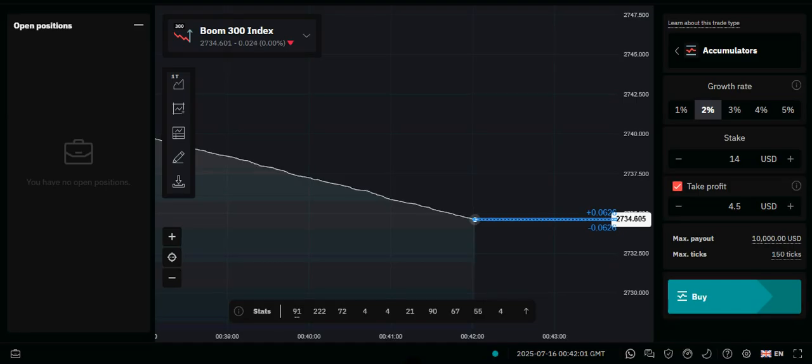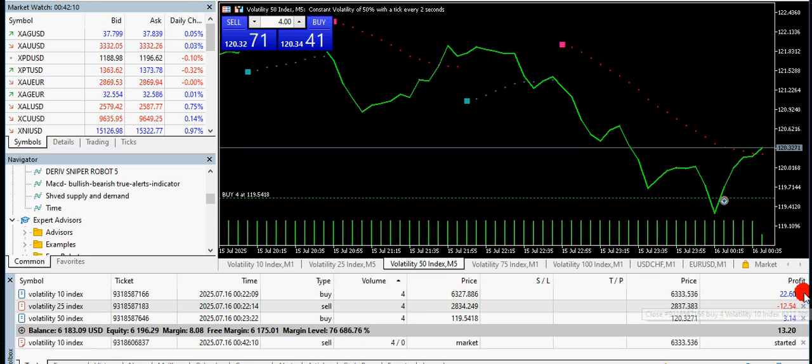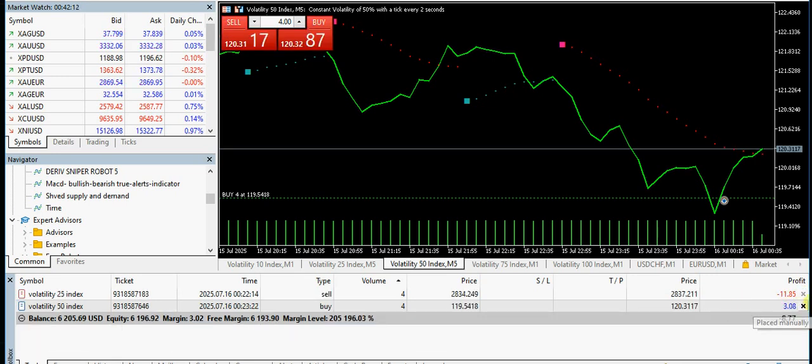So let's go back to the buy sell indicator. You can see this trade is already racking 23, and this is red, but it's going to win. So I'm going to close this and make 22 point something. This one as well, let's wait for it to hit more profit right there.